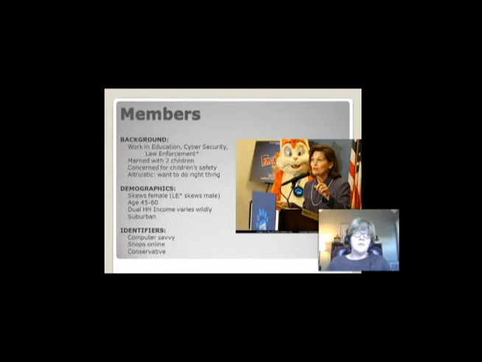The demographics of this group skew female, although the law enforcement people involved in this are male typically. The age is between 45 and 60. It's a little older. The dual household income. They do tend to be married, but the income does vary pretty wildly from these political appointees to not such a high income. So I thought that was kind of interesting, but it takes all kinds and all types of people are interested in children's safety online. They skew suburban, they're computer savvy, they shop online, and they do tend to be conservative.